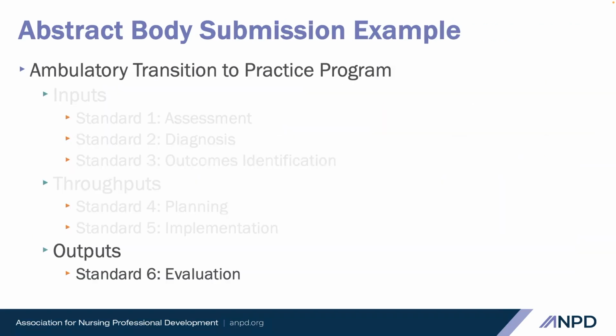We're on the last portion of the abstract body now, in outputs. Here, I want to describe the impact of my work, how I evaluated my work, and how I obtained my results. How did my work demonstrate a return on investment and my sustainability measures?